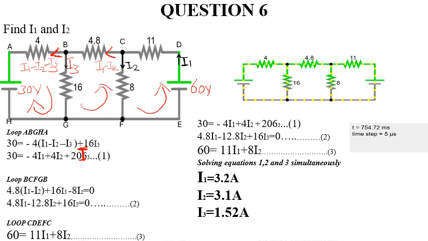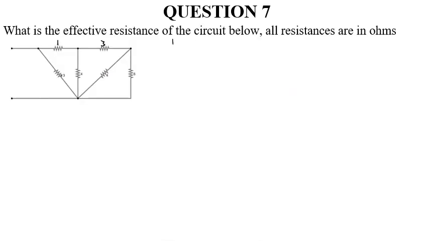Let us take our second to last question. With our second to last question, what is the effective resistance of the circuit below? All resistances are in ohms. So this one I'll just do the explanations and we go.